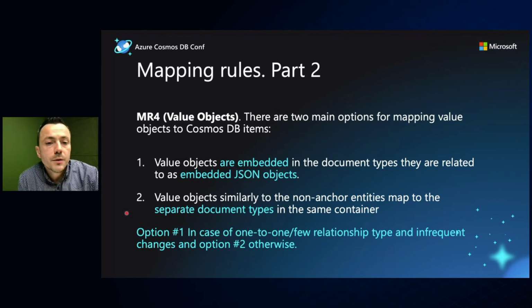And here there are two possible options. The first one actually works in the majority of cases: value objects are embedded into the appropriate parent document type as embedded JSON objects. Another option is that they can be treated as a separate document type inside the same container. Option one we use when we have a one-to-many or one-to-few relationship type and infrequent changes inside these attributes. Otherwise, we go for option number two.